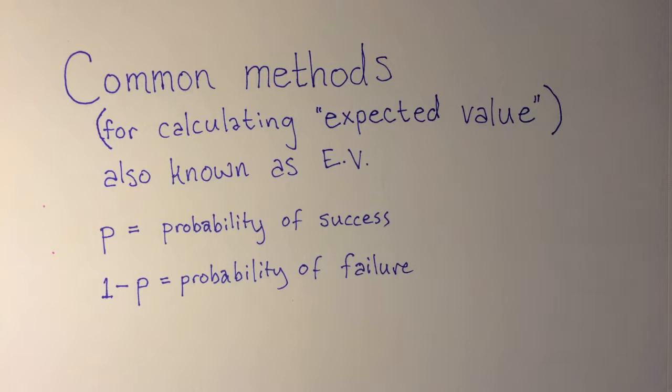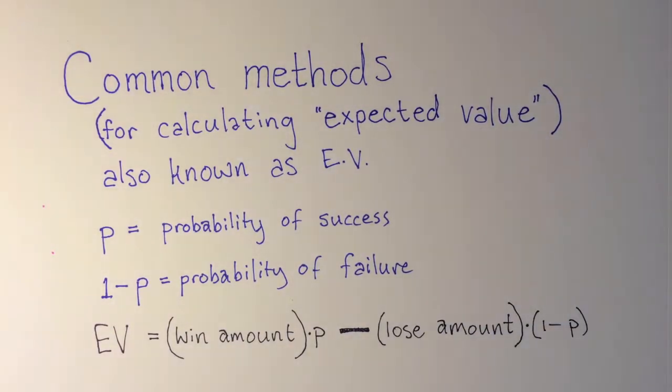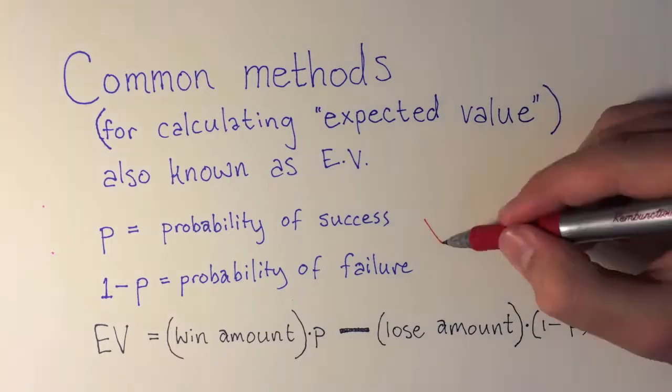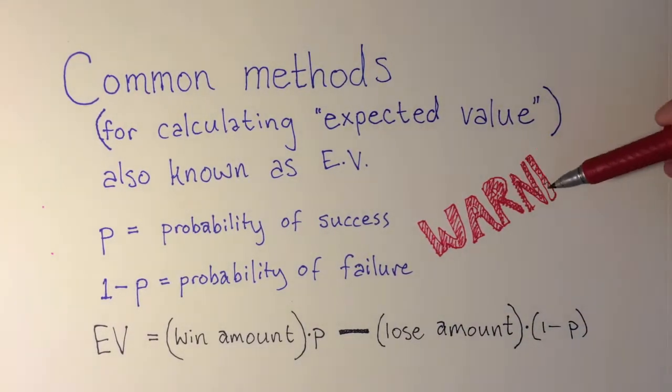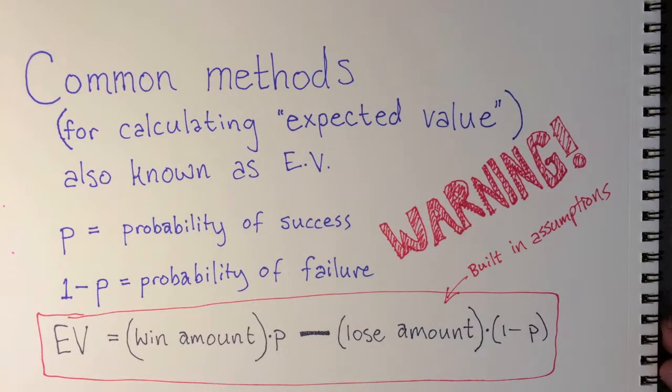So if I were to calculate the expected value, or EV, of a single trade, it would be the amount I stand to win multiplied by the probability of winning, minus the amount I stand to lose times the probability of losing. Just as a foreshadowing of what we are going to warn you about in this video, please note that this comes with some built-in assumptions, with the overarching assumption that you are only trying to calculate the expected value for a single trade.